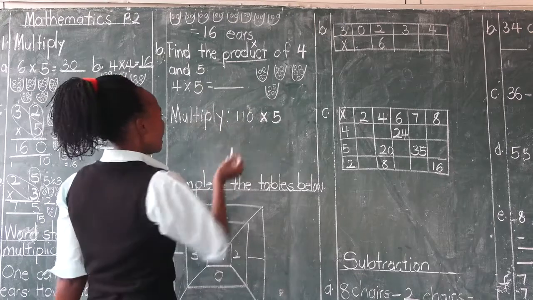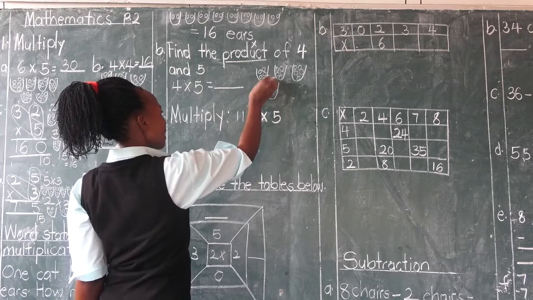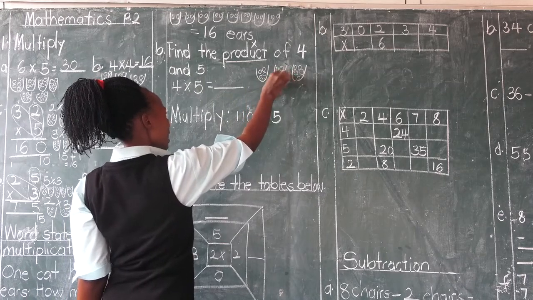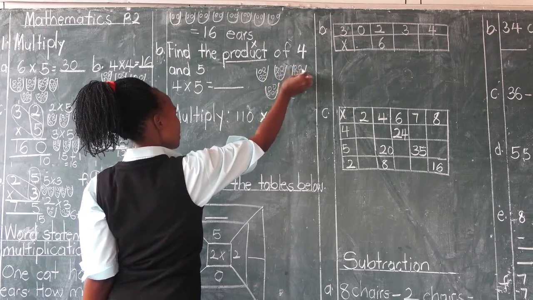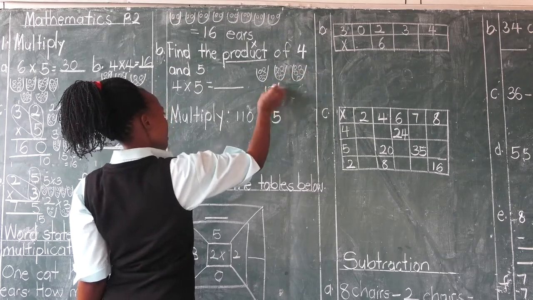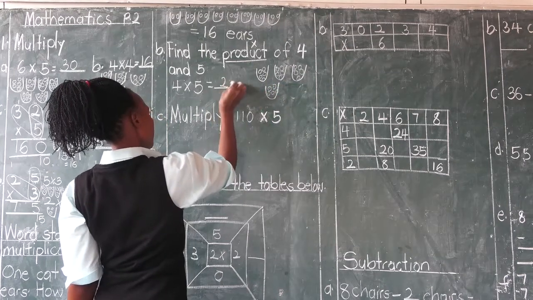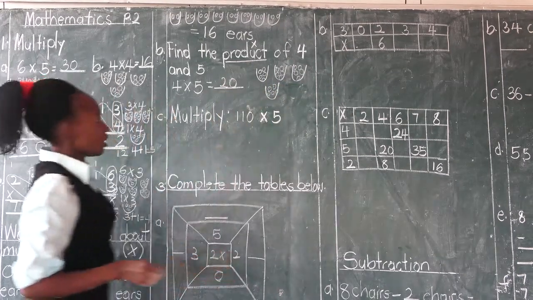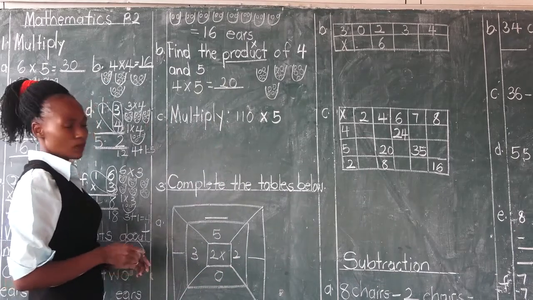Let's put them together. 1, 2, 3, 4, 5, 6, 7, 8, 9, 10, 11, 12, 13, 14, 15, 16, 17, 18, 19, 20. Our answer will be 20. That's the product of 4 and 5. Now let's look at the next number.